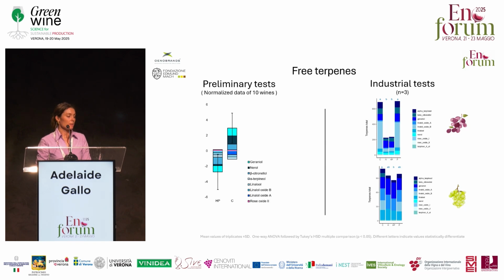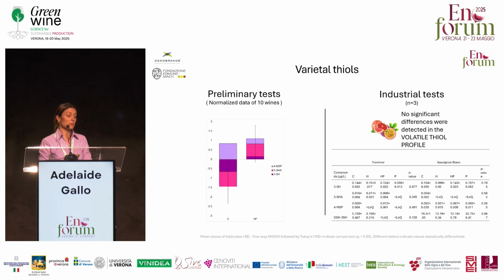As for terpenes, we noticed both in the preliminary tests and in the industrial tests that it is heating that had a major impact, a negative one in this case. So when treatment was accompanied by heating, there was a higher concentration of free terpenes in the finished wines, while when protease was used without heating, there was no difference. And these tests were performed both on Traminer and Sauvignon Blanc.